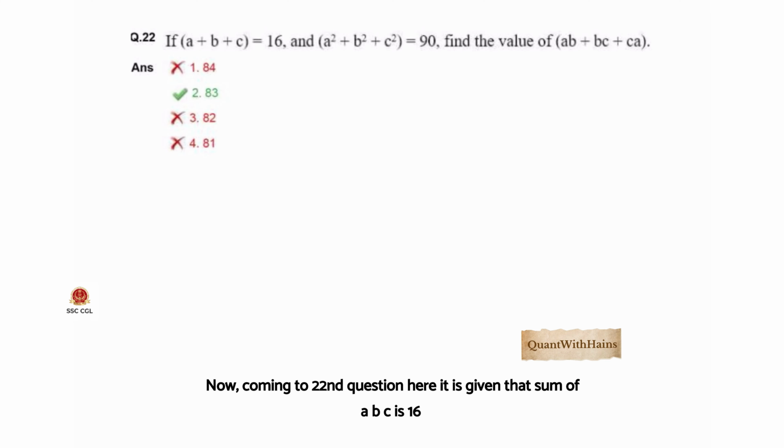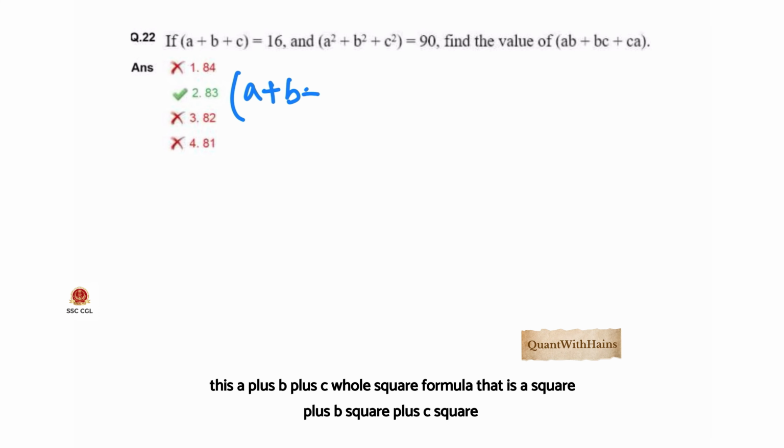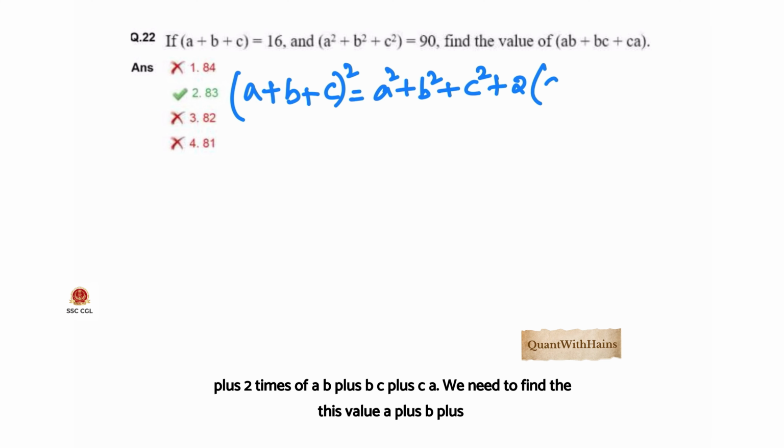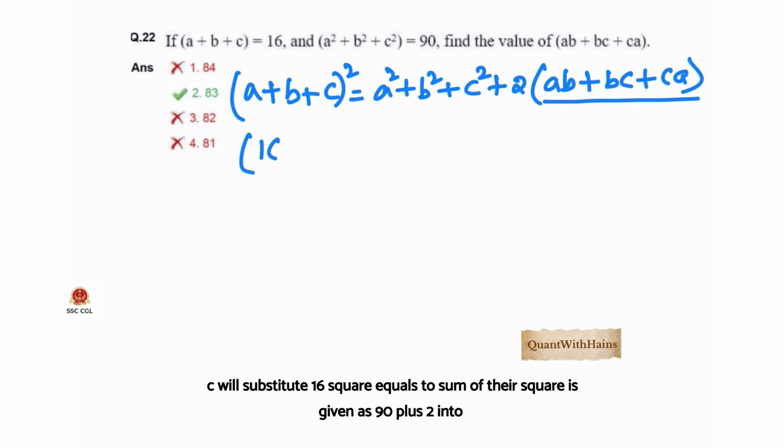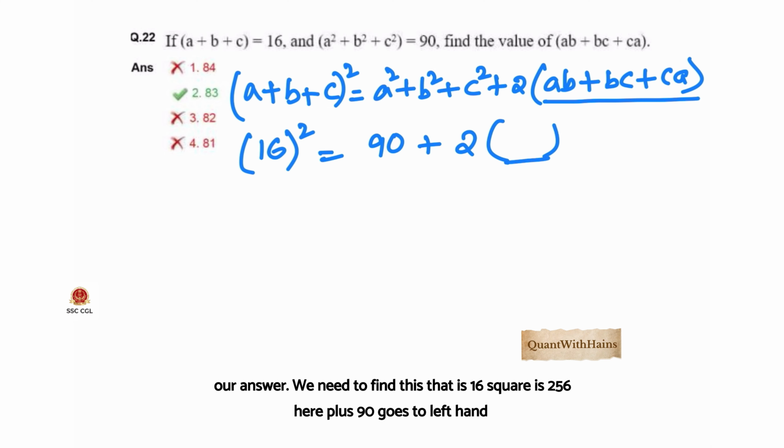Now coming to 22nd question, here it is given that sum of A, B, C is 16 and sum of their squares is 90, where we need to find the value of AB plus BC plus CA. As we know the formula for A plus B plus C whole square, that is A square plus B square plus C square plus 2 times of AB plus BC plus CA. We need to find this value. A plus B plus C will substitute. 16 square equals sum of their squares, given as 90, plus 2 into our answer, we need to find this.